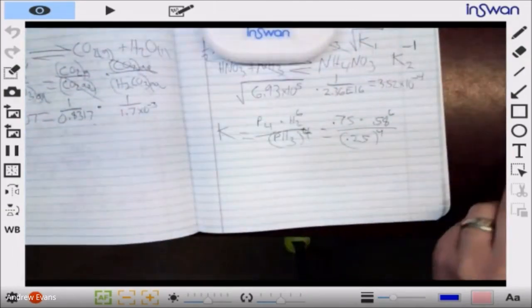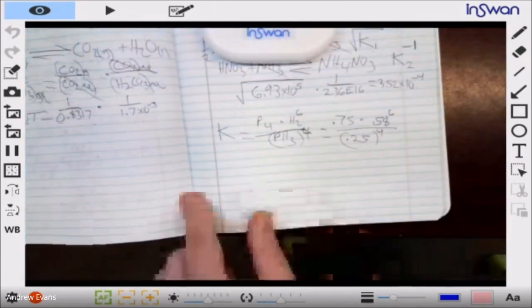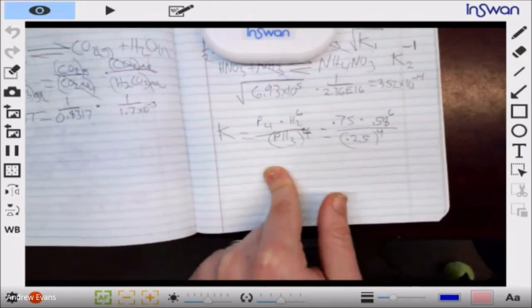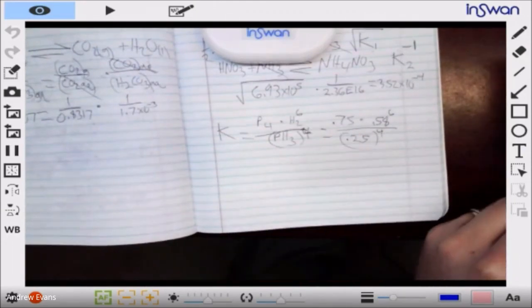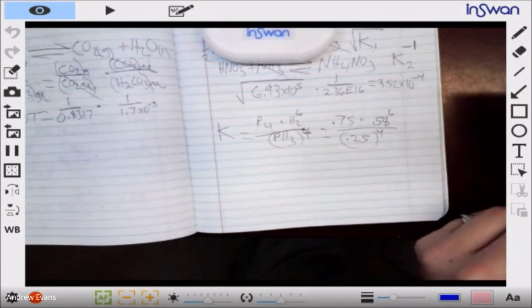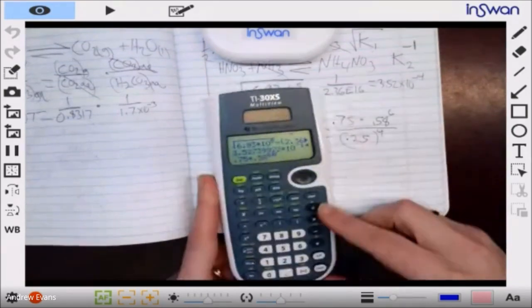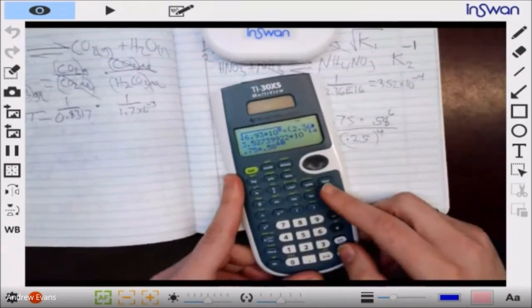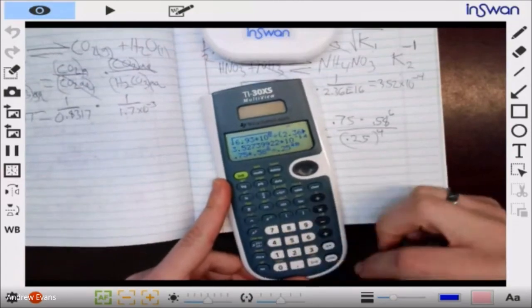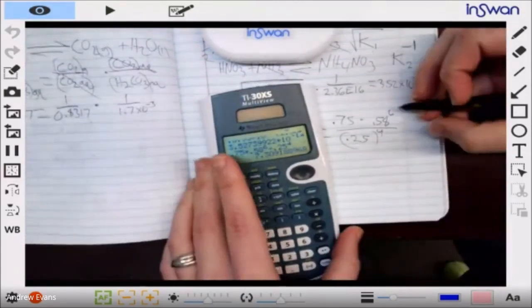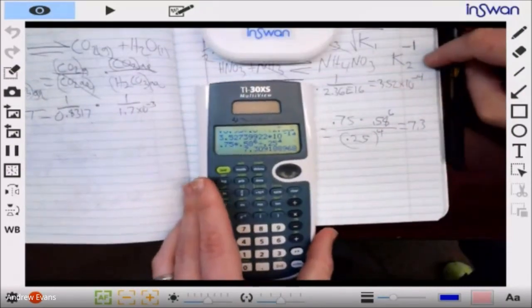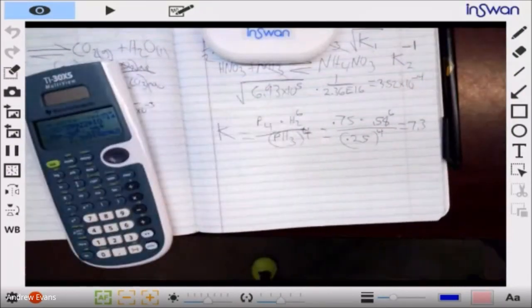So looking at that, I've set up my K expression: P4 times H2 to the 6th, over PH3 to the 4th. So I'm going to say 0.75 times 0.58 to the power 6, divided by 0.25 to the power 4. That gives me a number that is 7.3, or 7.309.